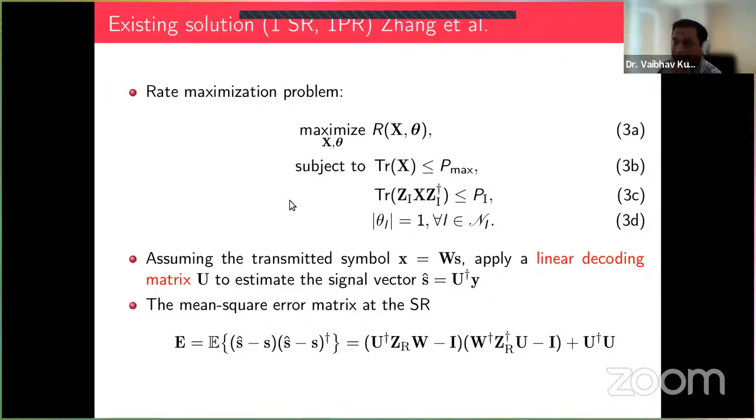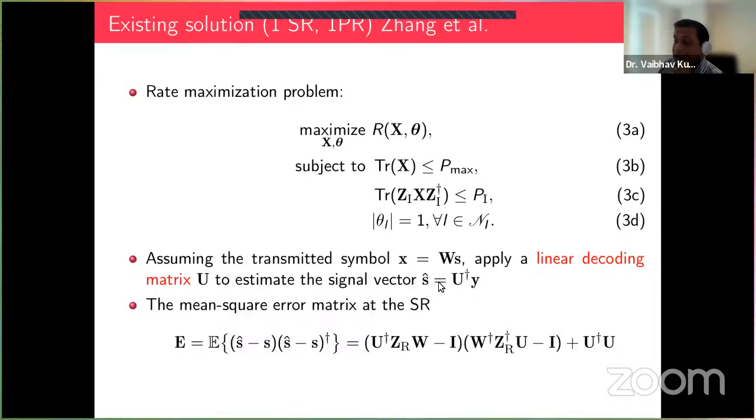So what they do is they assume that the symbol that we are transmitting is X, that is WS. W is my beamformer, S is my information. And then they apply a linear decoding matrix at the receiver to estimate S. So S hat is the estimate of S at the receiver. This U dagger is my decoding matrix, where U is the decoding matrix. You take the Hermitian at the receiver.